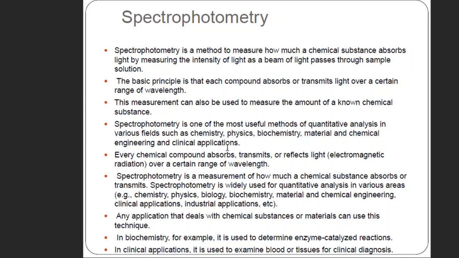What that cloth will do, it will start absorbing that water. So similarly, spectroscopy is where the chemical absorbs the light that is allowed to bombard that particular molecule. So spectrophotometry is a method to measure how much chemical substance absorbs light by measuring the intensity of light as a beam of light passes through the solution.